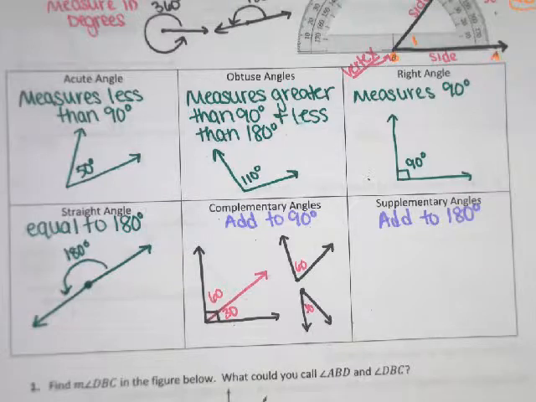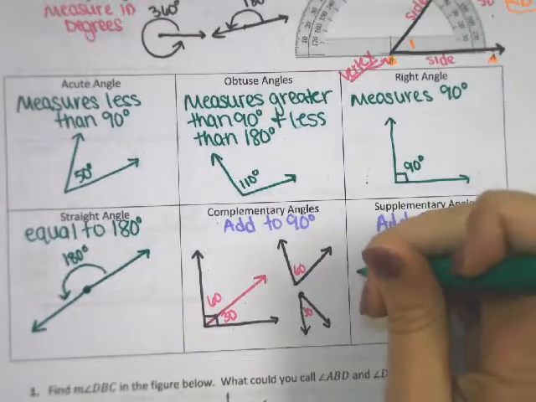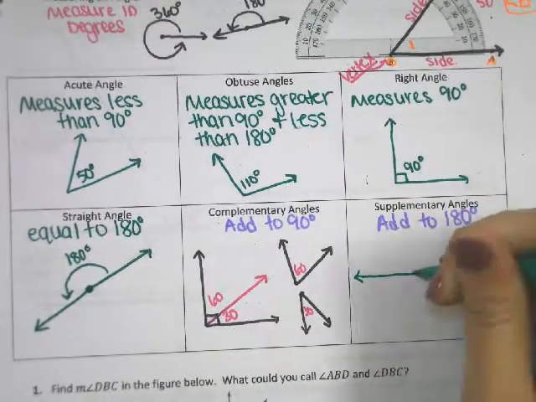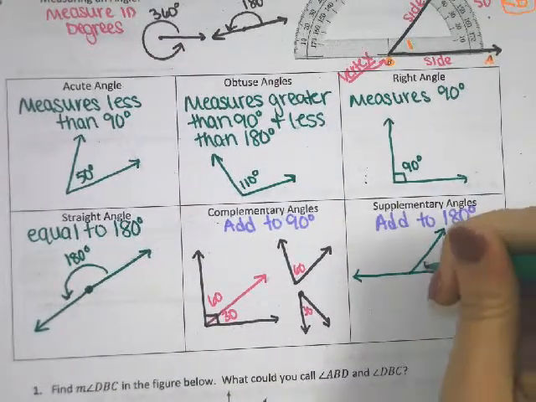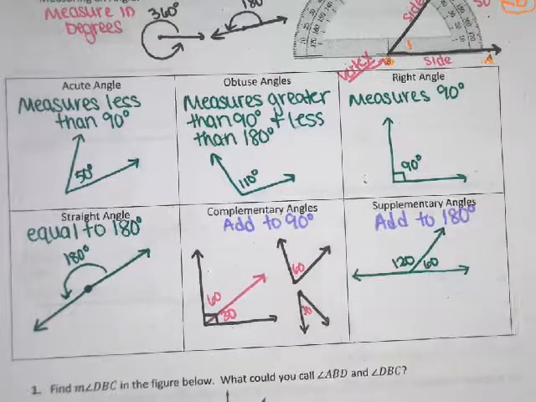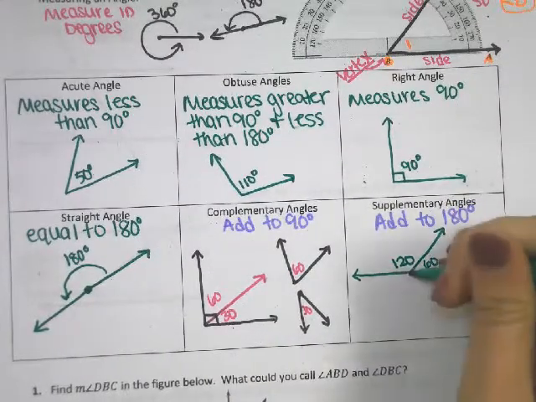For supplementary, same rules apply. They need to add to 180. So you could see them like this, where they're making up a straight line. So this one, I don't know, maybe 60. This one would have to be 120 if those are going to form a straight line.